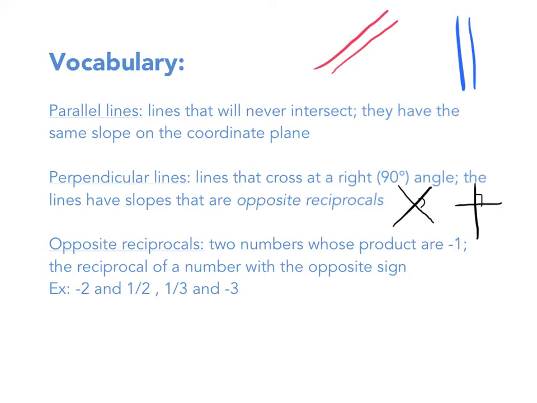So here we have the example -2 and 1/2. What you do is you would find the reciprocal, which is 1/2, -1/2, it's still negative. And then that becomes positive, so the sign switches. Then it just becomes 1/2. So these two are opposite reciprocals.